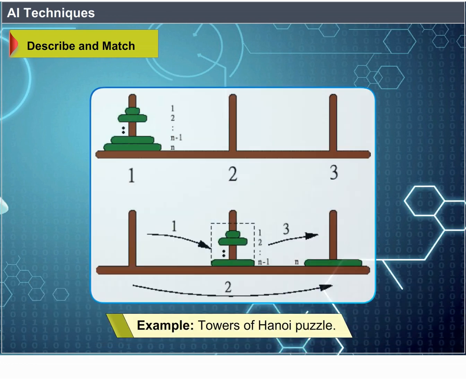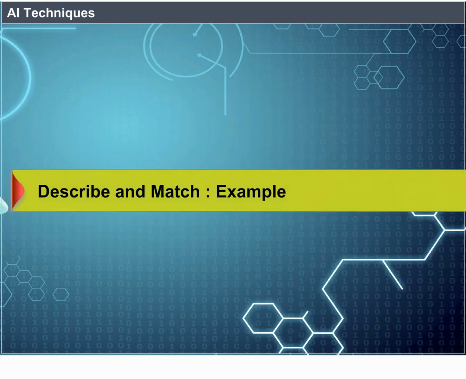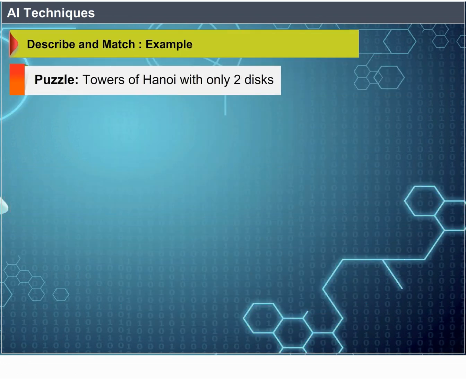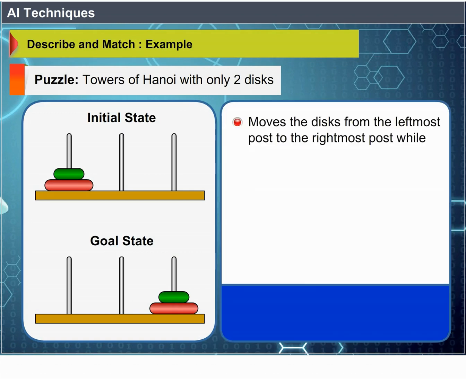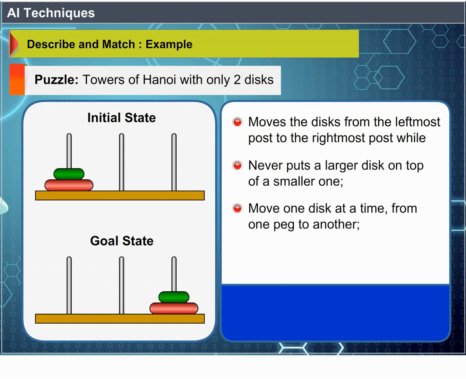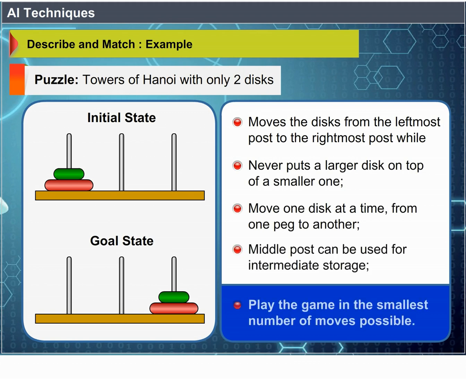Example, towers of Hanoi puzzle. Describe and match. Example, puzzle. Towers of Hanoi with only 2 disks. Move the disks from the leftmost post to the rightmost post. Never put a larger disk on top of a smaller one. Move one disk at a time from one peg to another. The middle post can be used for intermediate storage. Play the game in the smallest number of moves possible.